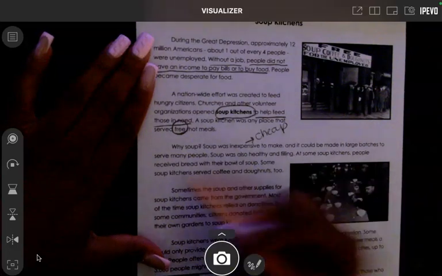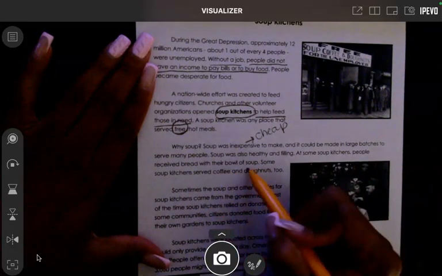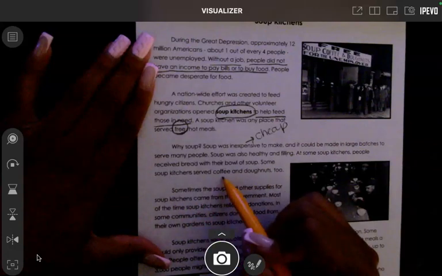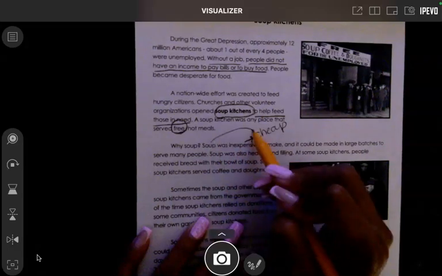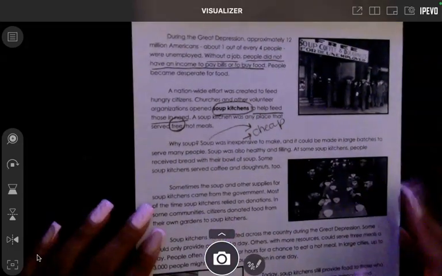At some soup kitchens, people received bread with their bowl of soup. Some soup kitchens serve coffee and donuts too. So do they only serve soup? No, but that was the main thing that they served. And why did they serve soup? Because soup was cheap, okay?